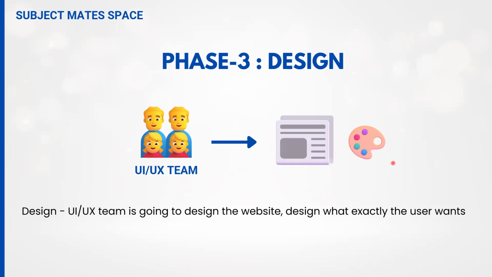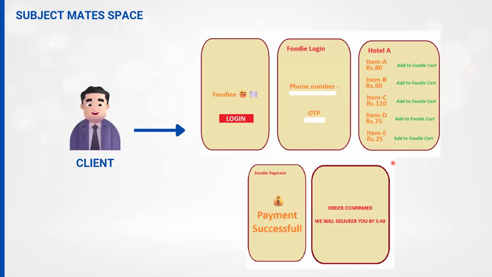Now, who is the designing team? In a company, the UI UX team are the designing team. They are the ones who give soul to the software application. Meaning, they are going to design the complete website exactly like what the user wants. So the designing team will make the design of all these pages which the client has asked for.